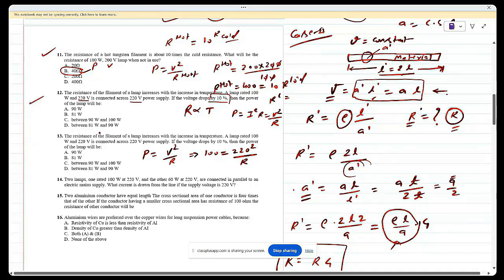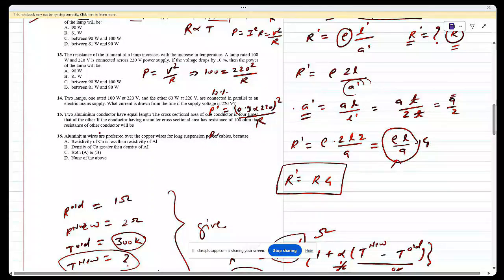So here your voltage is getting reduced by 10%. So the new voltage will be 0.9 times the old voltage, so the new power P dash is equal to 0.9 times 220 volt, squared, divided by R. So what will be its answer? If you are reducing the voltage by 10%, then your power will reduce.